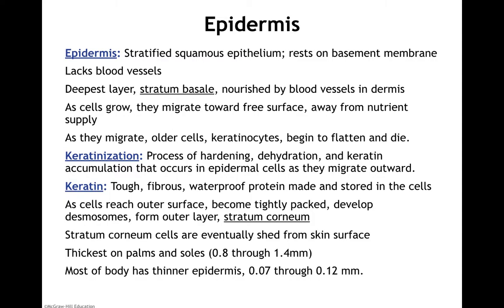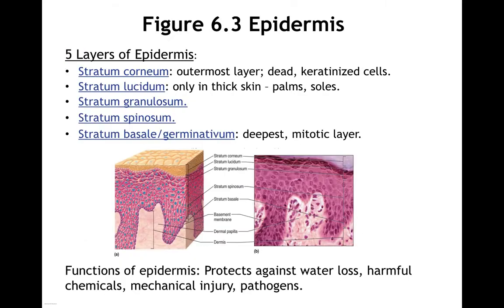As the cells reach the surface, they're becoming more and more tightly packed. They develop desmosomes, forming an outer layer called the stratum corneum. And the stratum corneum is what we have on the surface of our skin, and as it gets worn and torn, it sloughs off eventually. The skin is thickest in the palms of our hands and the soles of our feet. Most of the body has the thinner epidermis, so the term thick skin does refer to a specific type of epidermis, which has a layer the other most skin does not have.